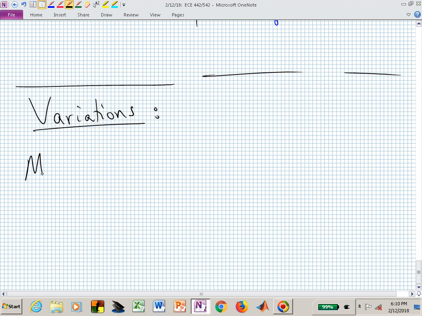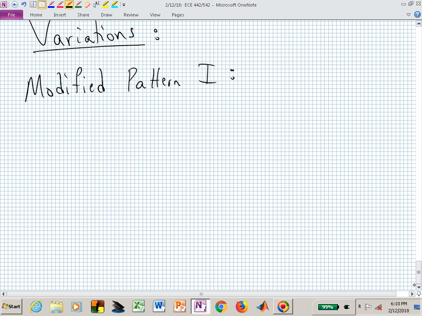And I'll say this is modified pattern number 1. Do we remember what pattern number 1 was? Now you have to remind me, because this was a long weekend. Didn't get the sleep maybe that I should have. What was pattern 1? Okay, it was unbounded, wasn't it? So it was something like this.